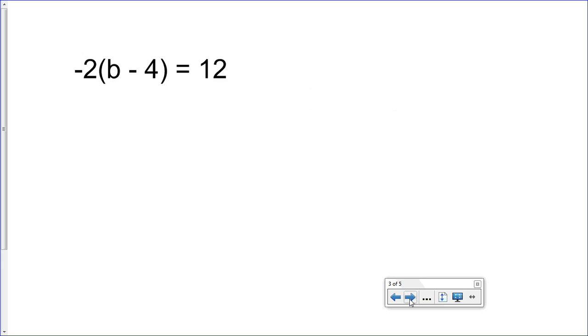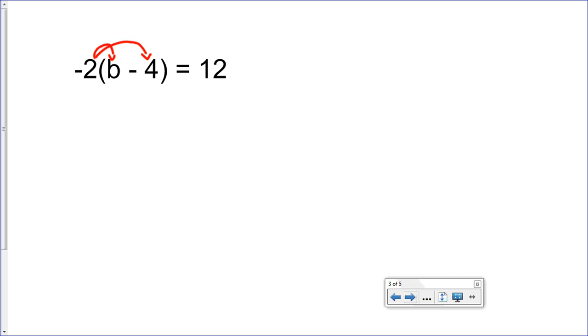We're doing the same thing here. We're just going to add in distributive property. Okay, so first thing I have to do is get rid of these parentheses. And to do that, I have to distribute the negative 2. And when we distribute, we are multiplying.